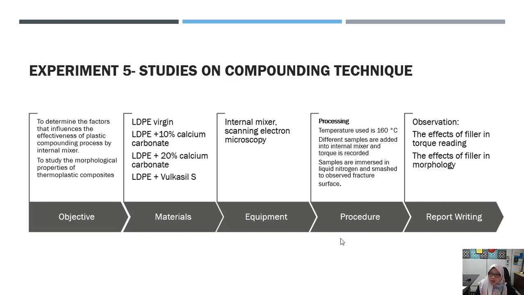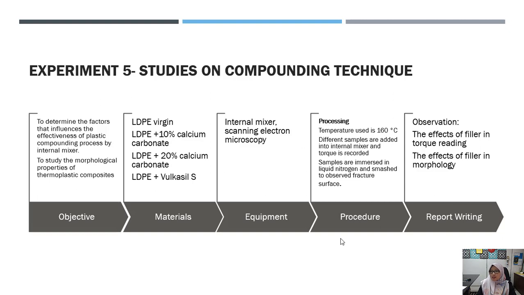To observe the morphology, after you put your sample in the internal mixer, you immerse it in liquid nitrogen. Why? Because we want to freeze the sample to see the morphology. If you didn't put it in liquid nitrogen, when you smash the sample to put into the SEM, it might have some deformation. We don't want that. We want it to be solid. So we put it into liquid nitrogen, smash the sample, and put the sample in the SEM to observe the morphology.